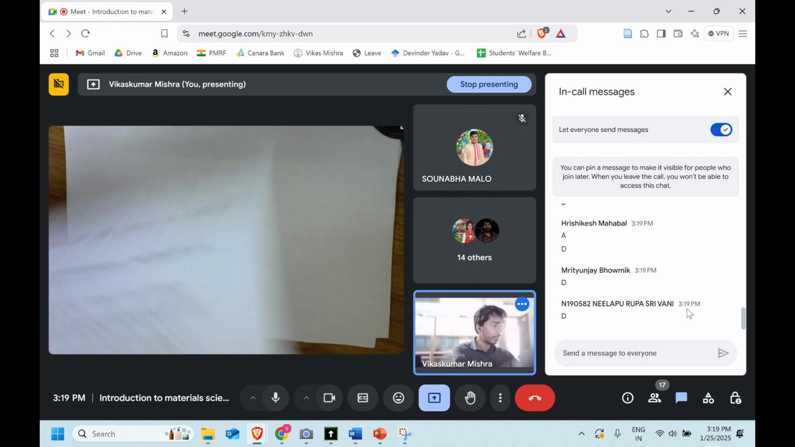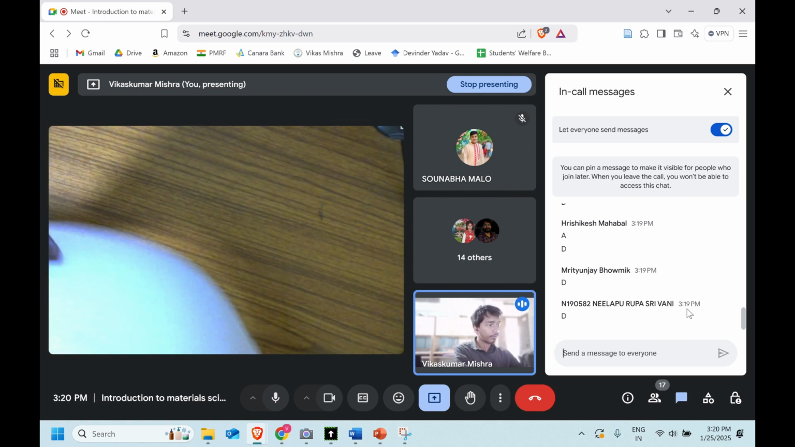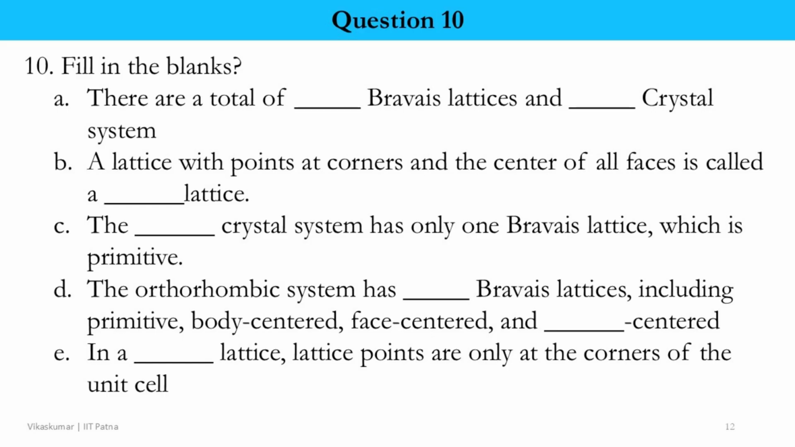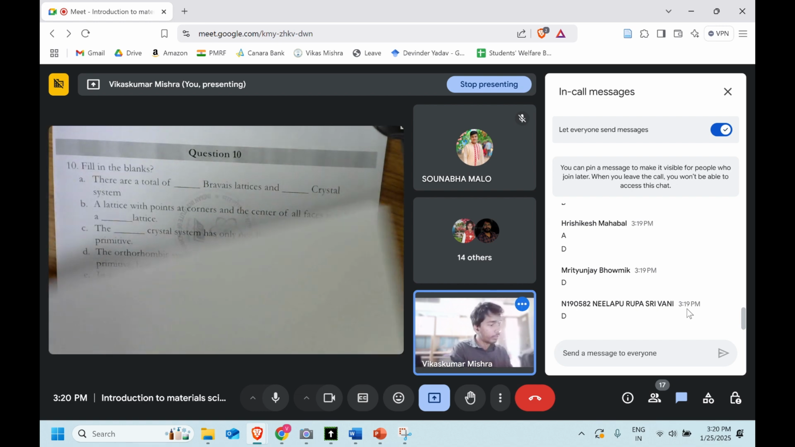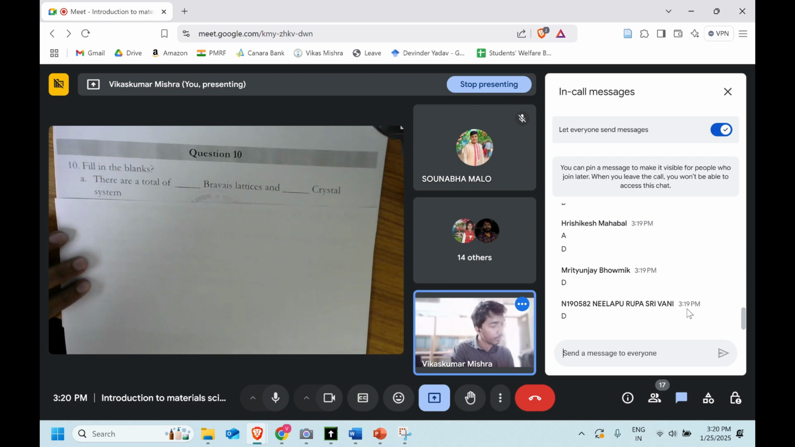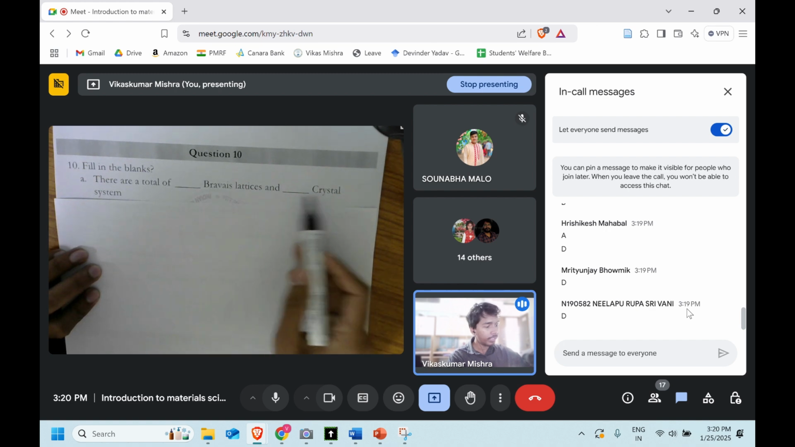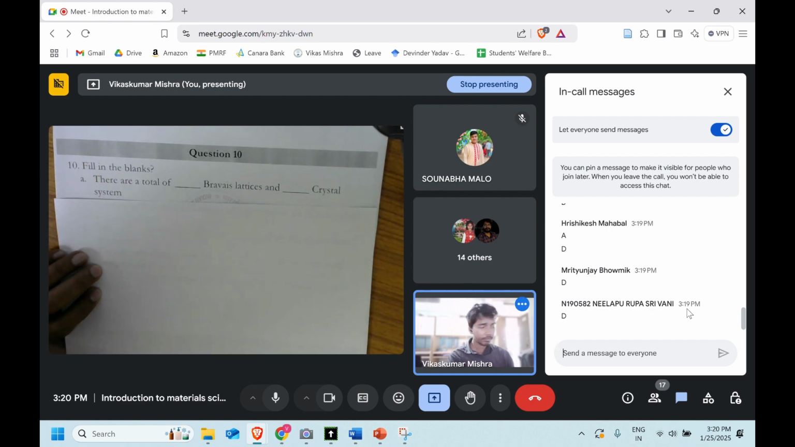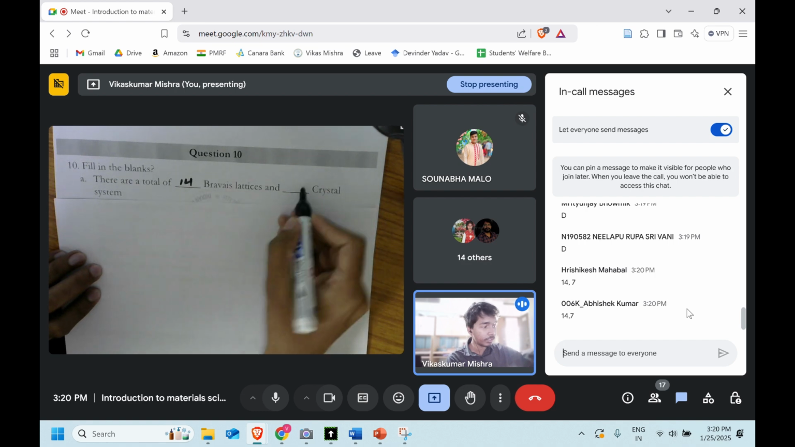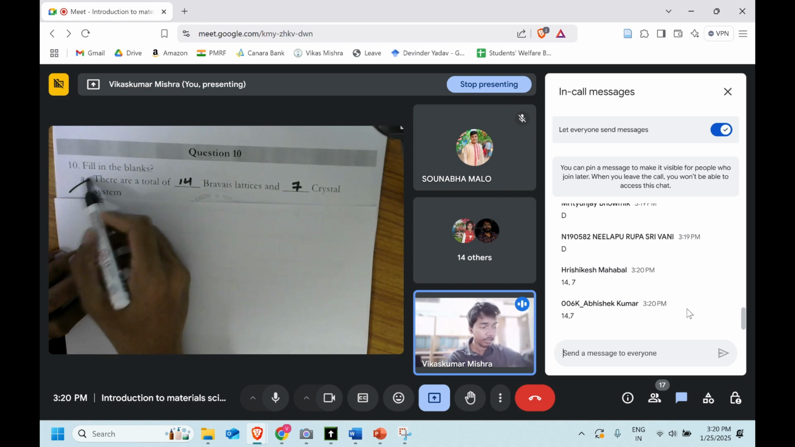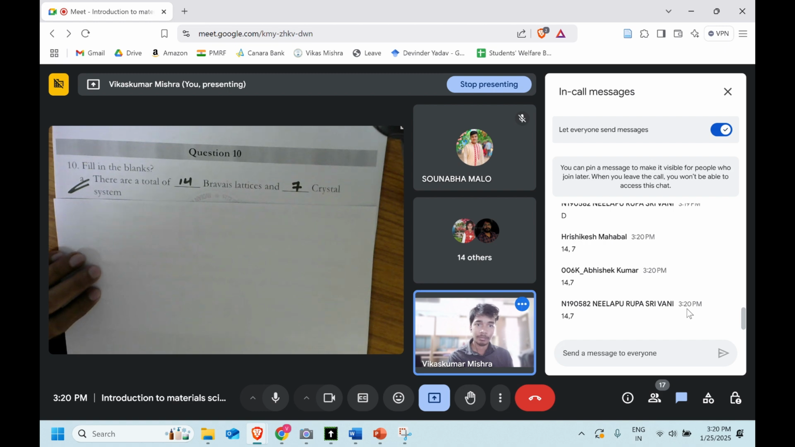Now it's a little interesting. Now we have to fill in the blanks here. There are a total of dash Bravais lattices and dash crystal systems. It's very easy. Anyone can answer it, right? So what do you think? 14 and 7. That's right. So there are 14 Bravais lattices and 7 crystal systems. The first one is over. Yeah, everyone, that's great.